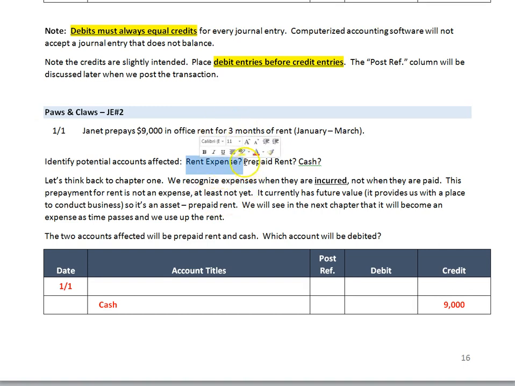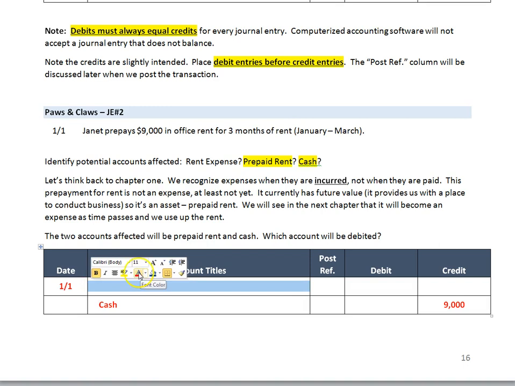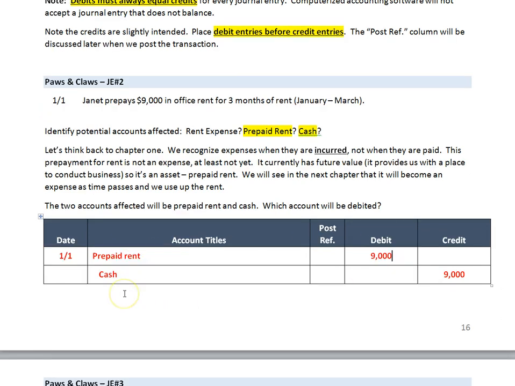For our purposes here, it's going to be prepaid rent. Prepaid rent in cash. It's prepaid rent because we're paying it right now and we haven't used up the services. Over time it will become rent expense, but not right now. So we're going to debit an asset account called prepaid rent for 9,000. It has value to us, right? It gives us a place to do business. So it's an asset. So that's the example of that entry.